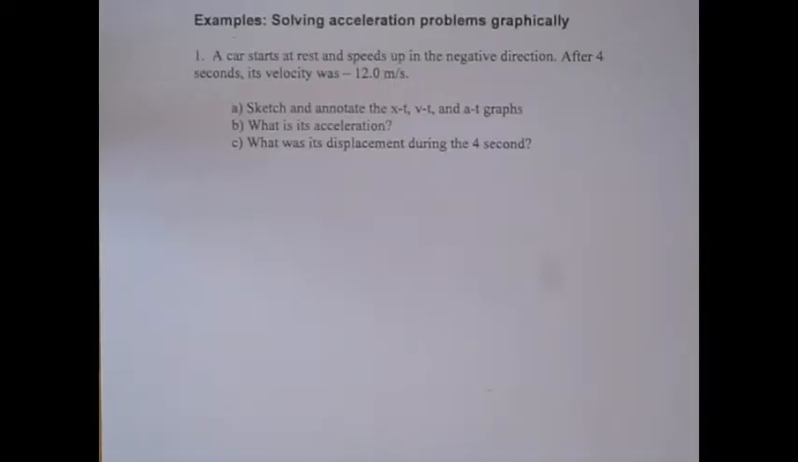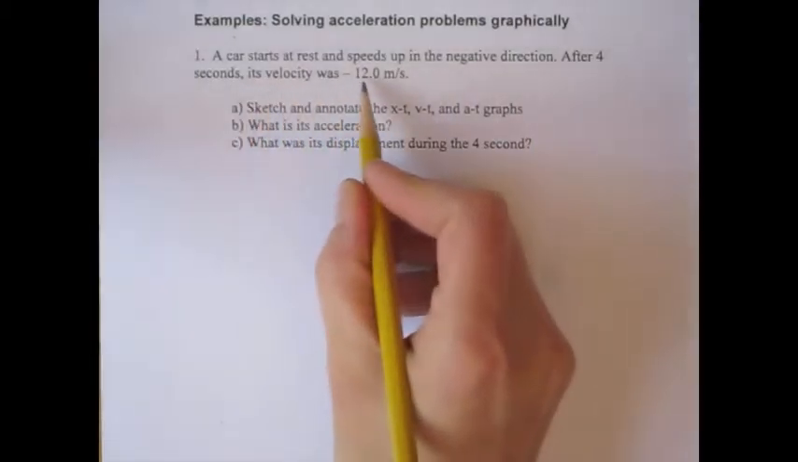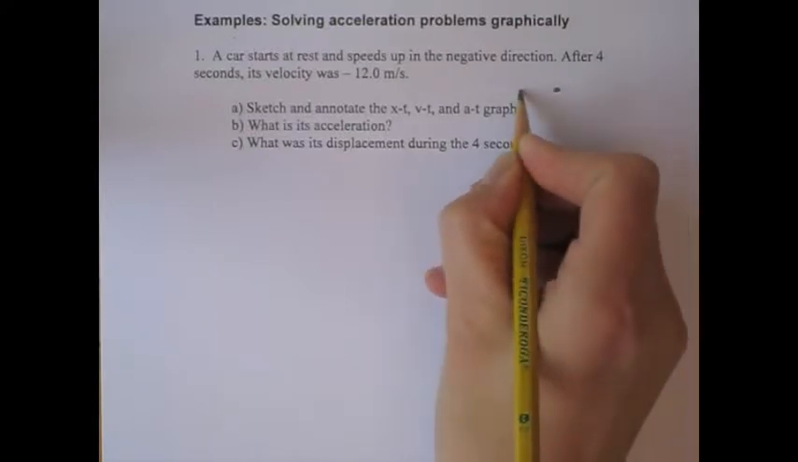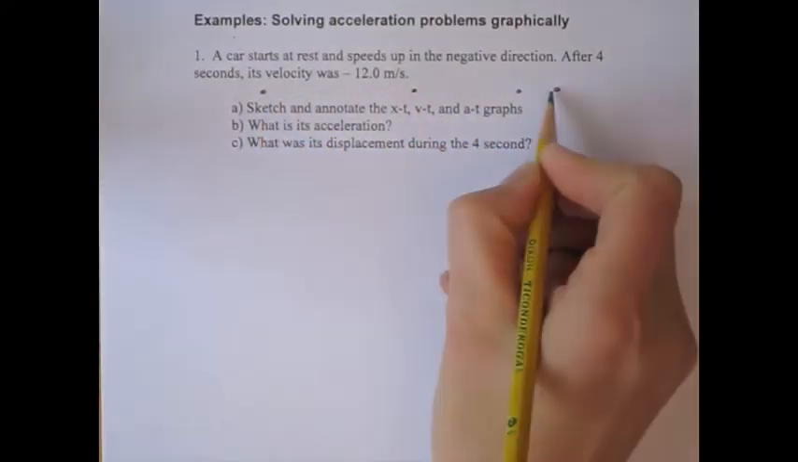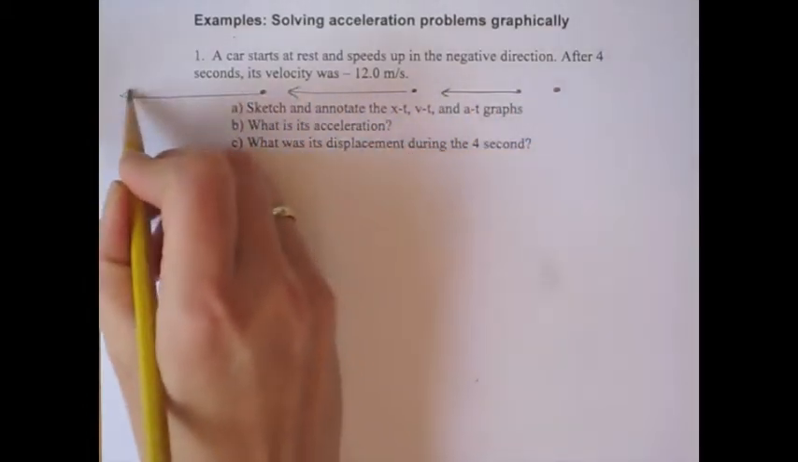This is the first example of how you can solve acceleration problems graphically. A car starts at rest and speeds up in the negative direction. After 4 seconds, its velocity was negative 12. So you always want to start by picturing the motion, and it's speeding up in the negative direction, so I'm going to sketch a motion map for myself.